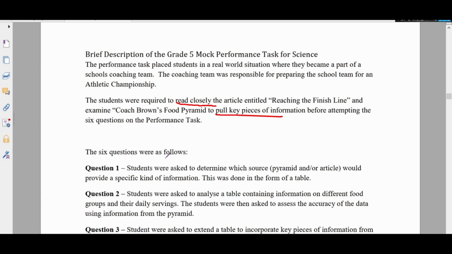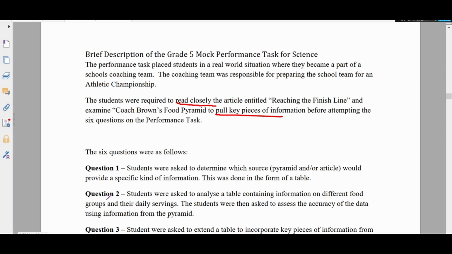So the 6 questions were as follows. Question 1, students were asked to determine which source, pyramid and/or article, would provide a specific kind of information, and this was done in the form of a table. So one has again to understand that a table is made up of what? Columns and rows, and you're going to find various types of information presented in different forms.